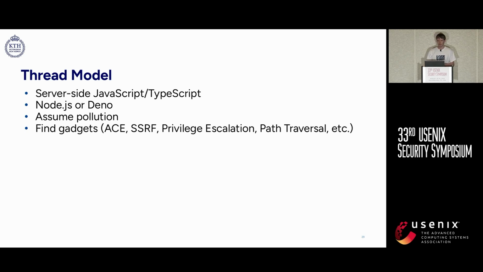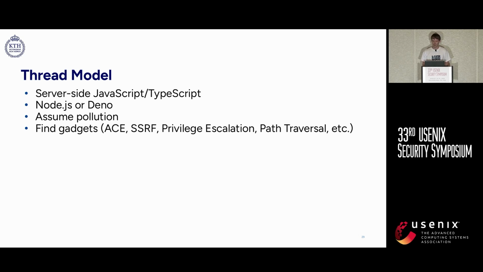The threat model for our work is as follows. We consider server-side JavaScript and TypeScript applications running on top of either Node.js or Deno, which are two of the most popular server-side JavaScript engines. We assume the application is vulnerable to pollution, which prior work has shown, and there are also lots of known vulnerabilities out there for pollution in packages.